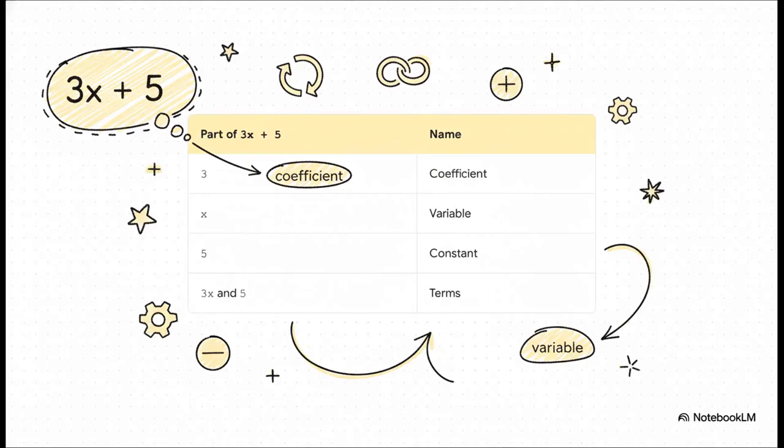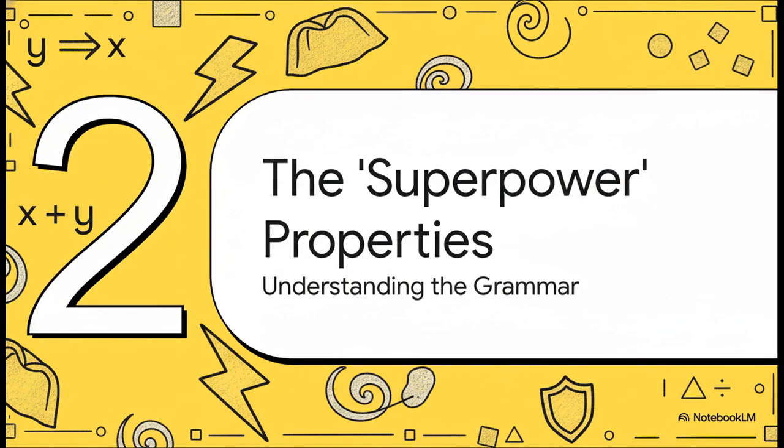So let's look at that whole expression, 3x plus 5, and put all our new vocabulary together. See? The 3 is our coefficient, x is our variable, and 5 is our constant. And those two chunks, 3x and 5, are our terms. And just like that, you've basically read your first sentence in algebra. Not so bad, right?